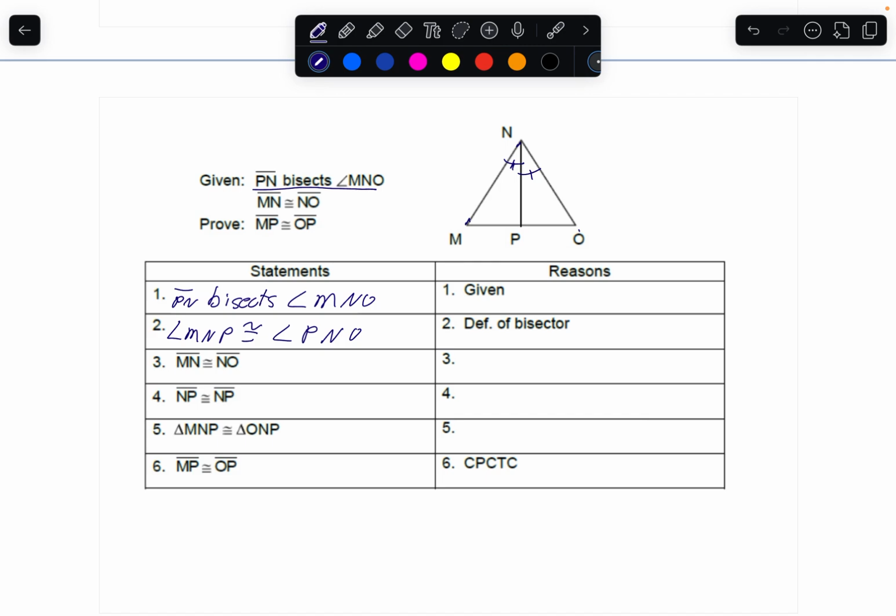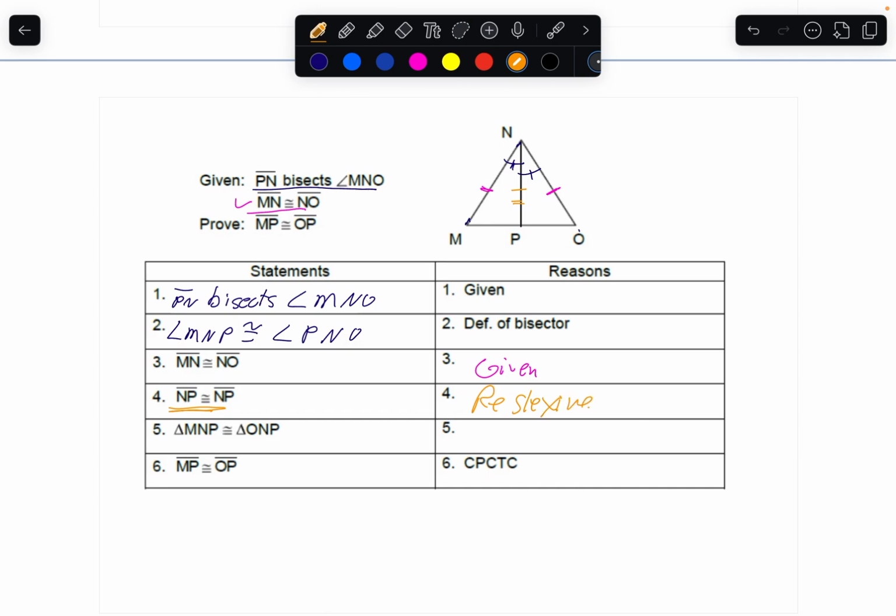Then I'm going to go over here. MN is congruent to NO. I'm going to check. What is that? Given. It was given to us. What else can we say? Well, this line segment is congruent to itself, and that is right here. And what is that? Reflexive.